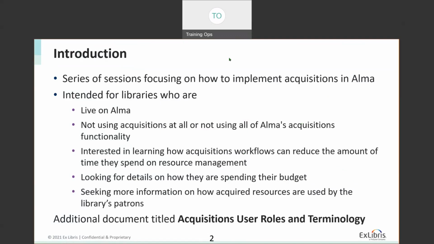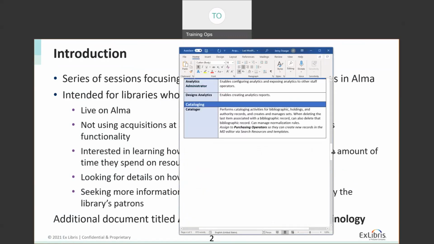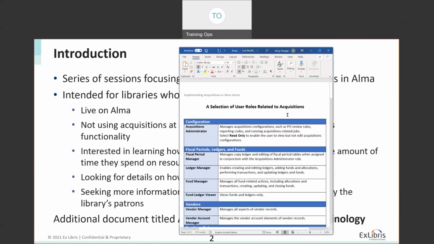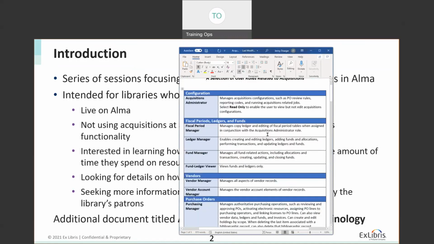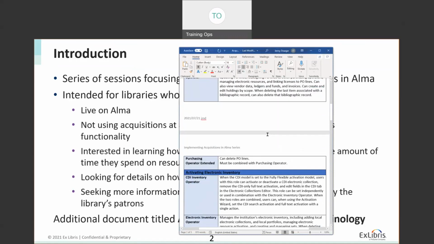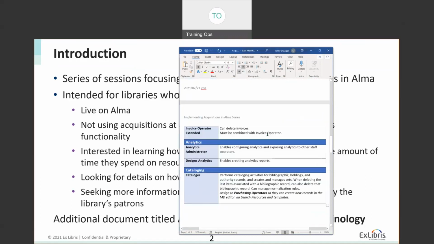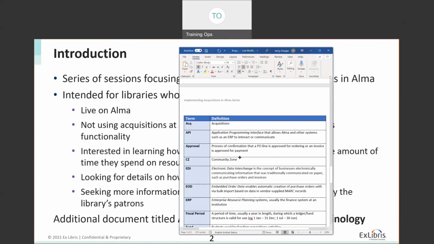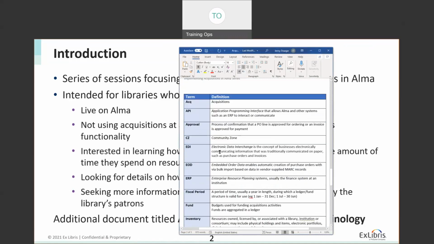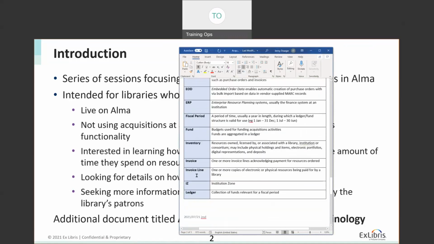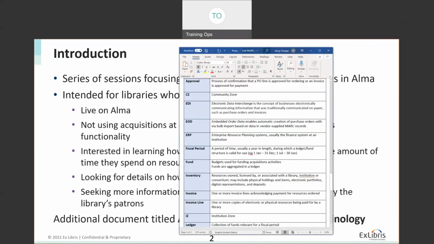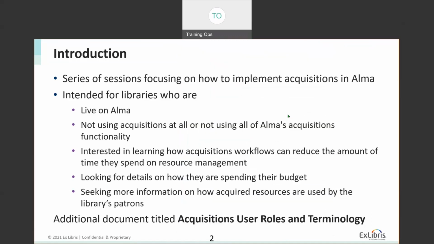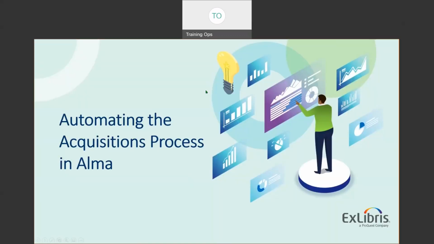I've also created the document that's available on the dashboard. This is a selection of user roles related to acquisitions. It's not all of them, it's some of them. And then at the end of this documentation, as I scroll down, there is a glossary. This session has a lot of acronyms, and I've got them all in here as well. So I will be explaining them to you, but that's a good tool to have just to get you familiar with the jargon. We love jargon, don't we? We love acronyms in our industry.